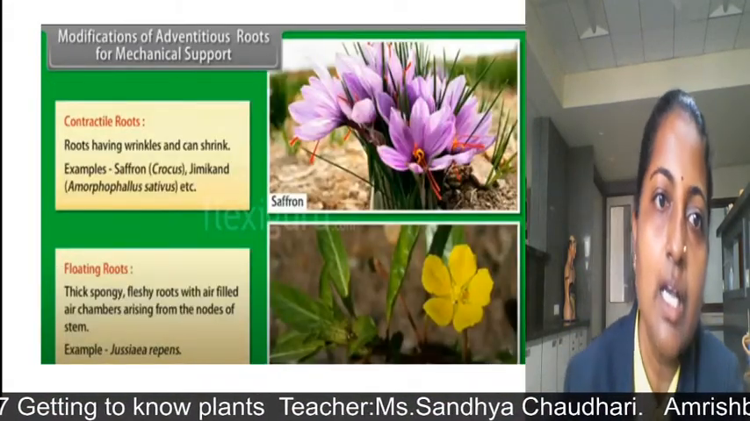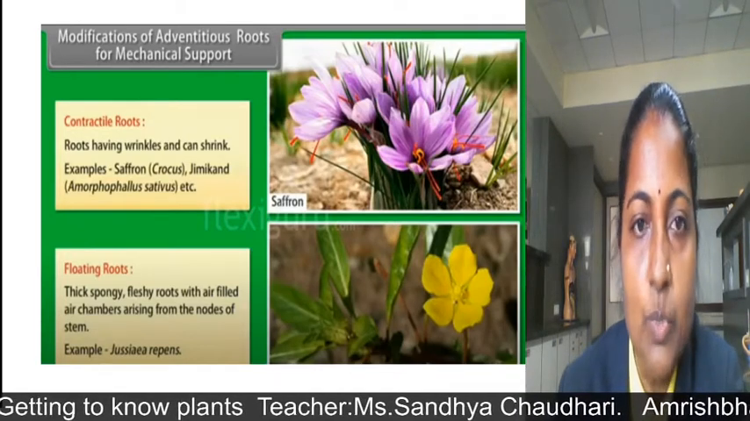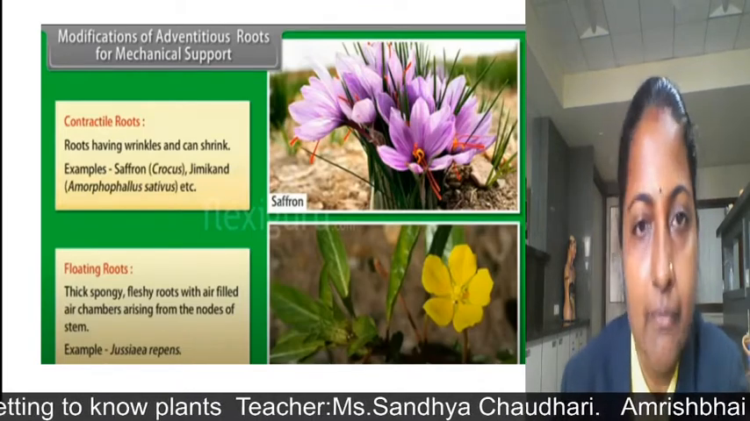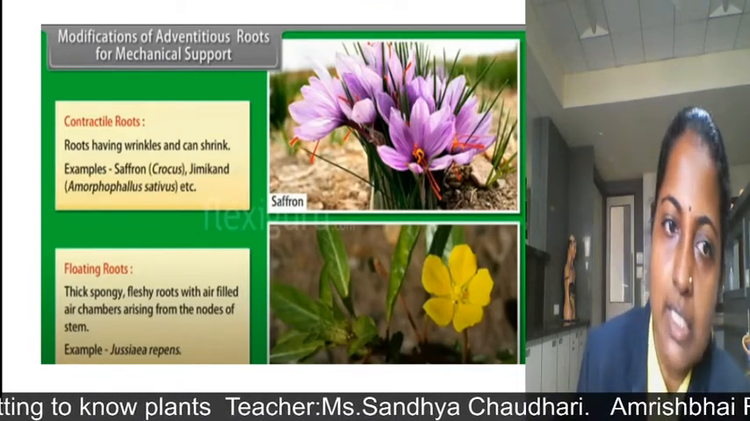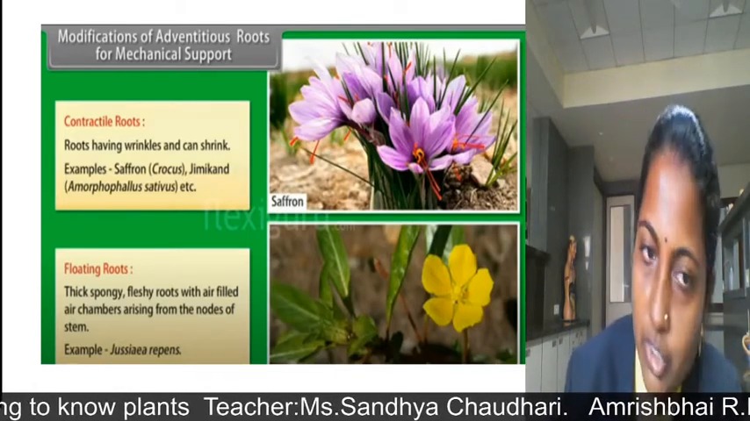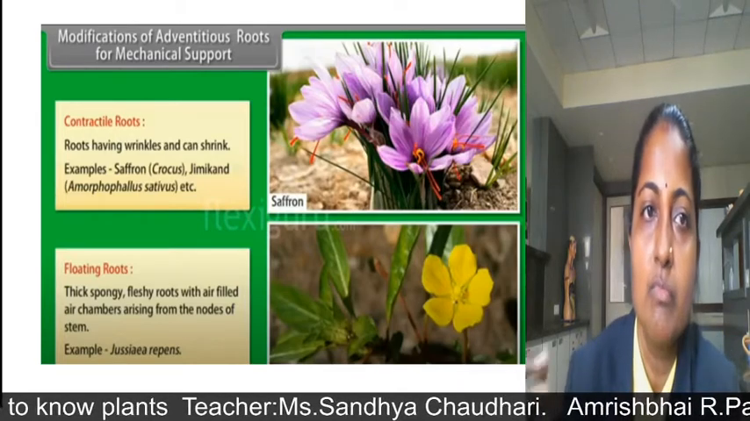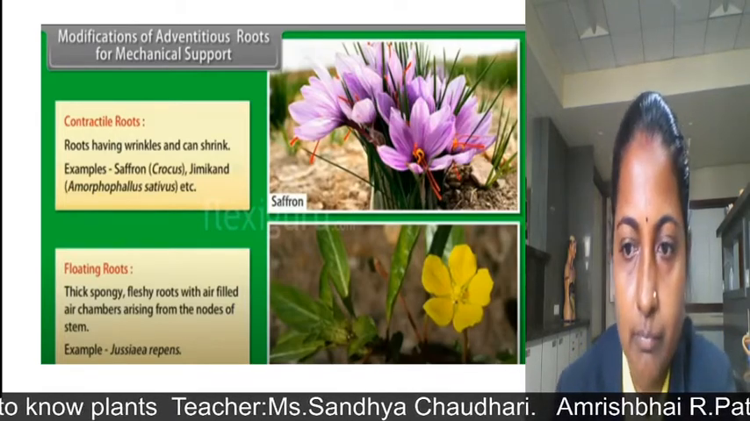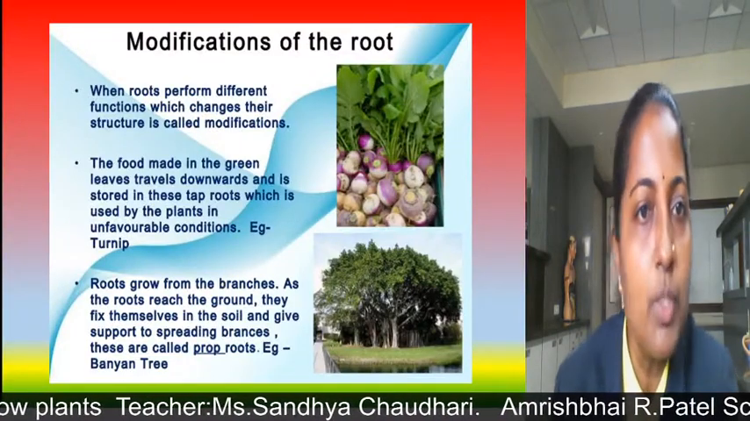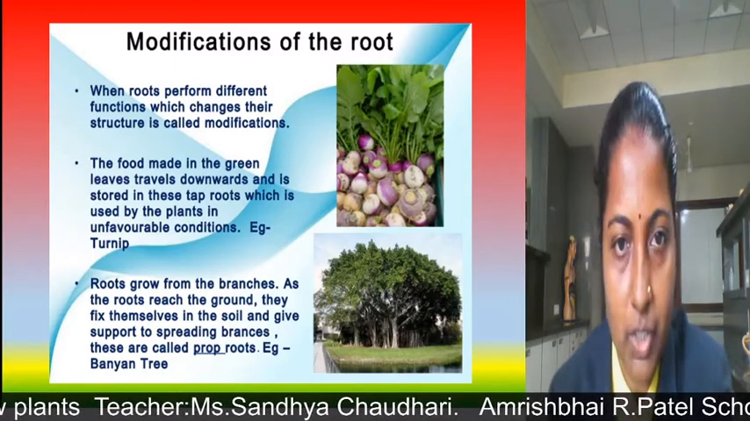Contractile roots have wrinkles and can shrink. Some roots have wrinkles and they can shrink. Example saffron. And floating roots: thick spongy fleshy roots with air-filled chambers arising from the nodes of the stem. So these are some modified roots. Modification of the root: when roots perform different functions which change their structure, it is called modification.